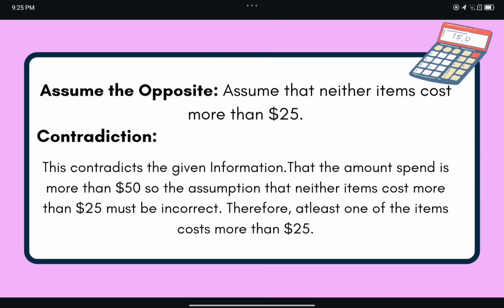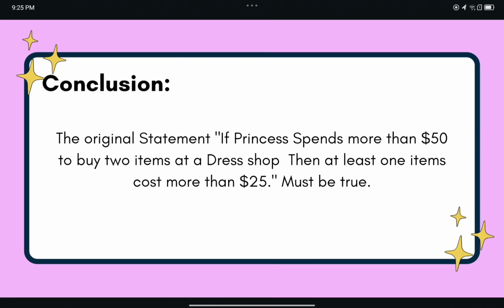So the next step, you need to make a conclusion. So the original statement, if Princess spends more than $50 to buy two items at a dress shop, then at least one item costs more than $25, must be true. It is true because at least one item will cost more than $25, not the two items.